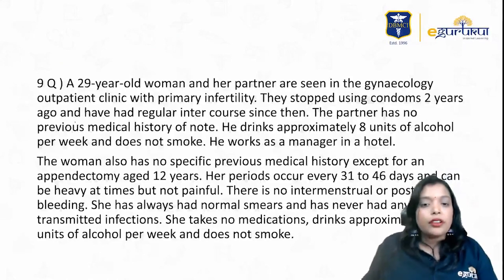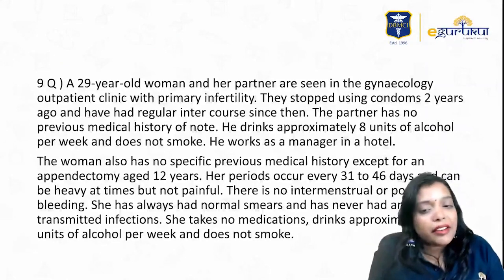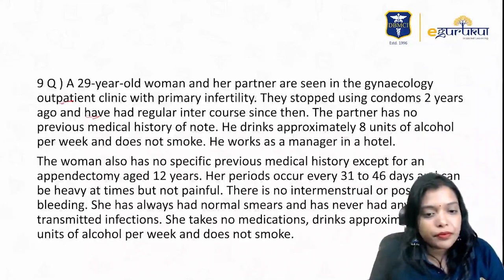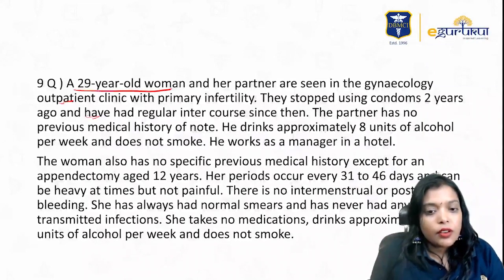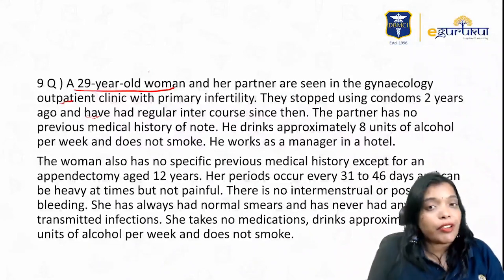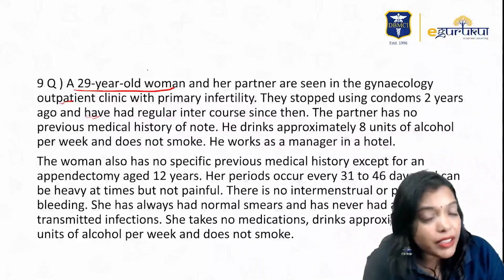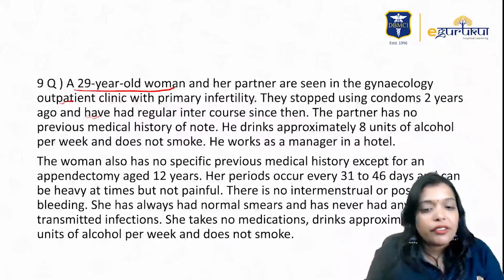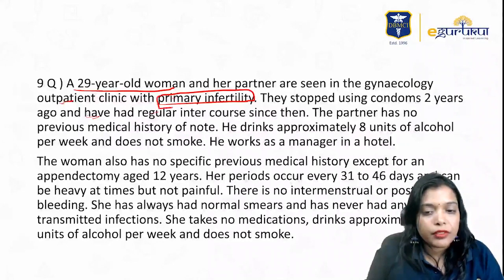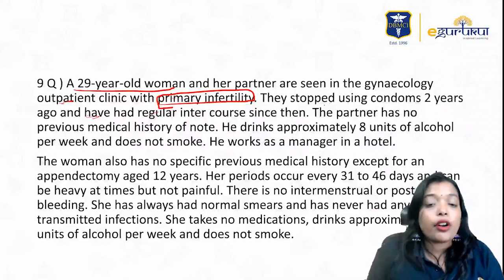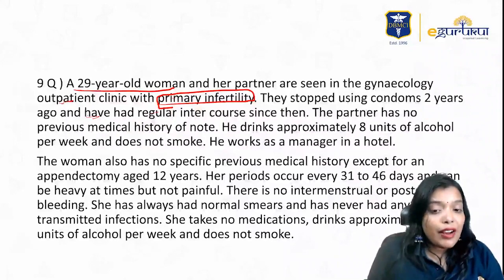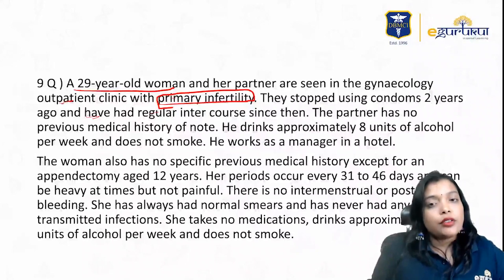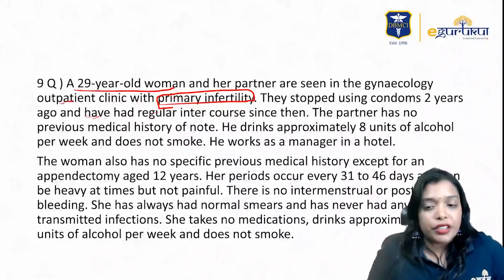Next question. A 29-year-old woman. Always, when you have a very big question, the last part of the question will be very important as well. Please remember the age and parity. She and her partner are seen in gynecology with primary infertility. They stopped using condoms 2 years ago and have had regular intercourse since then. So it is a primary infertility of 2 years, right?